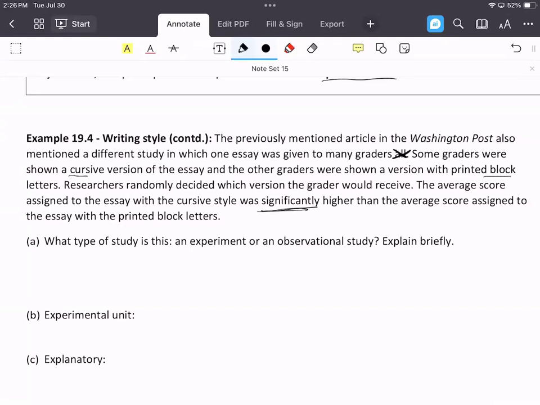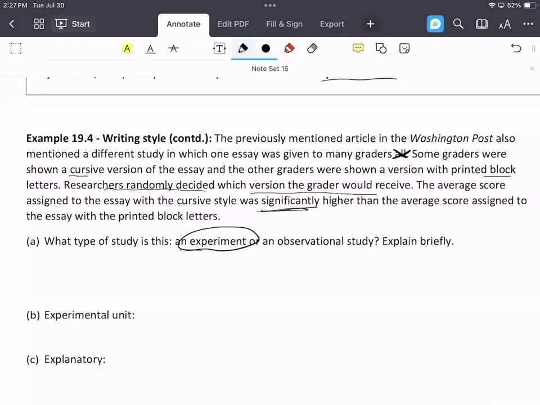First of all, what type of study is this? Is it an experiment or an observational study? And briefly explain why. Well, researchers randomly decided which version the grader would get. Are the researchers controlling who gets what? Yes. It's a randomized experiment. The treatment was imposed on the graders. The graders didn't get to choose whether they graded cursive or block print. They were assigned one of the two to grade. So whether the grader saw the cursive or print was randomly assigned.